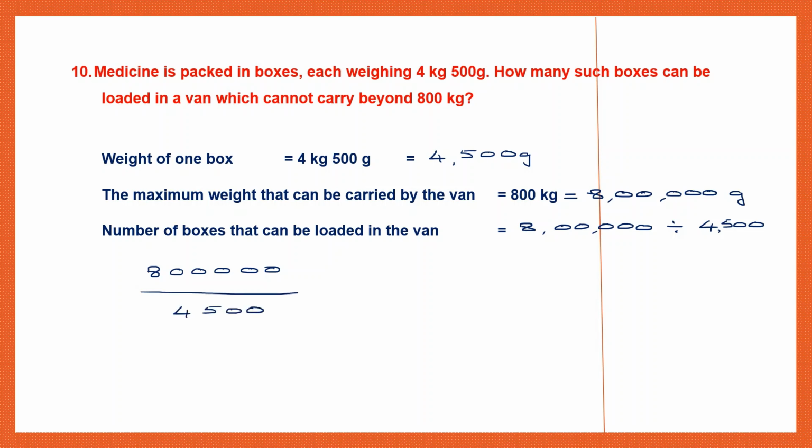Now let's remove some zeros. Now from the extreme end, take off 1 zero on top and 1 zero down. 1 more zero on top and 1 more zero down. So now what do we have? What is this number now? 8000, isn't it? 8000 divided by 45, which you can do easily. So let's divide 8000 by 45.